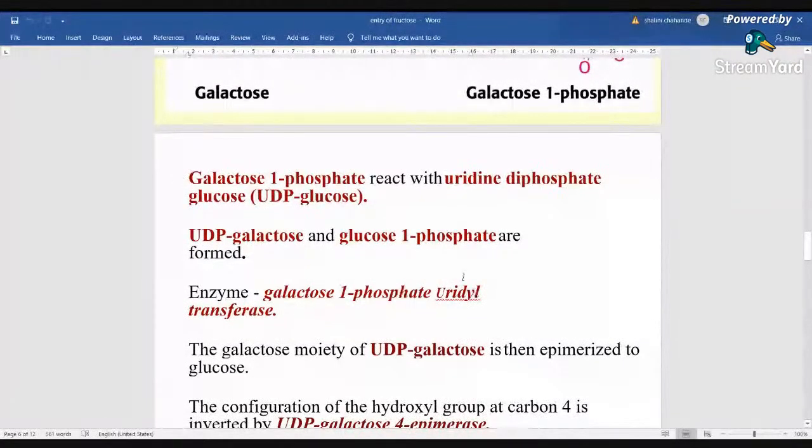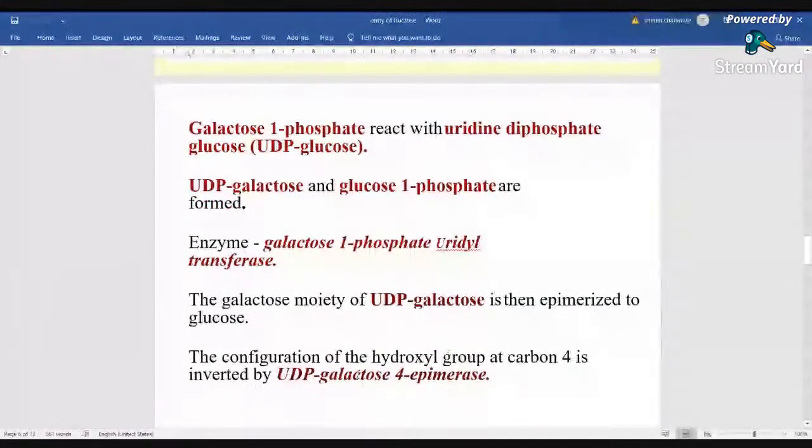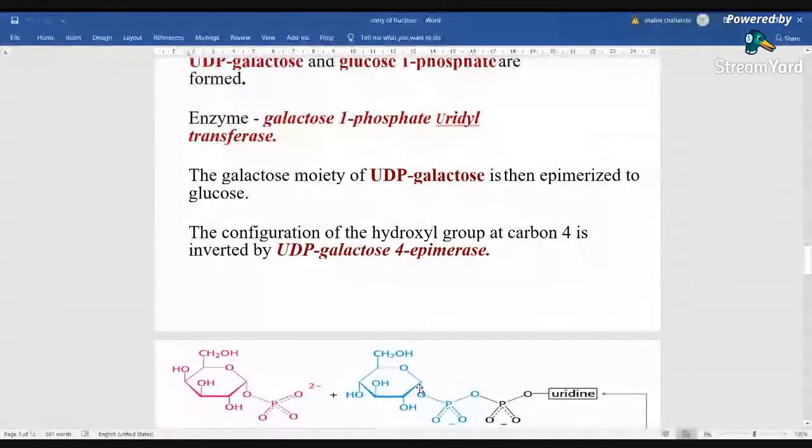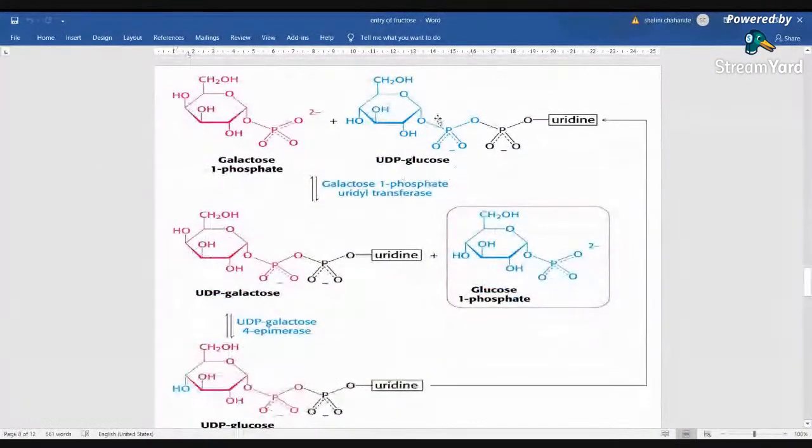Okay, so again the galactose moiety of UDP galactose is epimerized to glucose. So this galactose is now converted into glucose. The configuration of the hydroxyl group at carbon 4 is inverted by UDP galactose 4 epimerase. So an epimerization reaction takes place. Galactose 1-phosphate plus UDP glucose is converted by galactose 1-phosphate uridyl transferase into UDP galactose and glucose 1-phosphate.